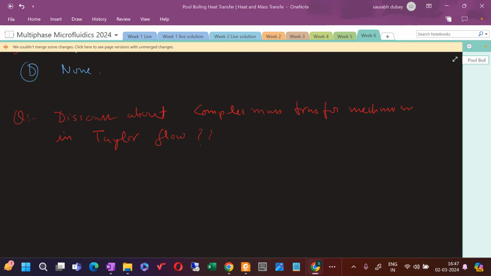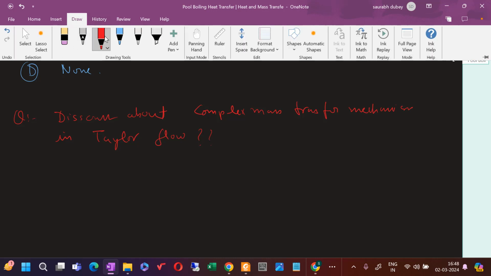So if we go for the next problem, that is this one, the complex mass transfer mechanism in the Taylor flow regime that we were discussing, there could be these things happening. So let me take the pen and if you see, these things could be happening here.